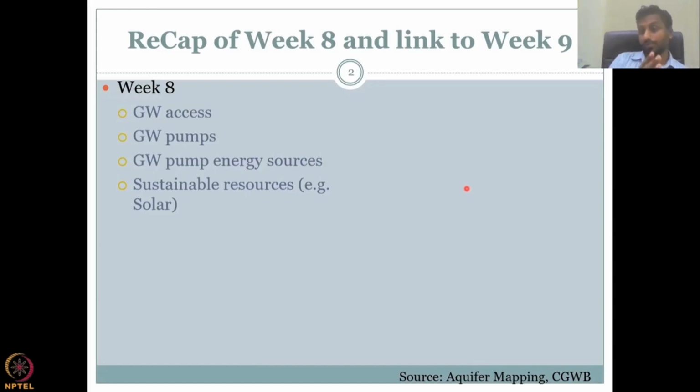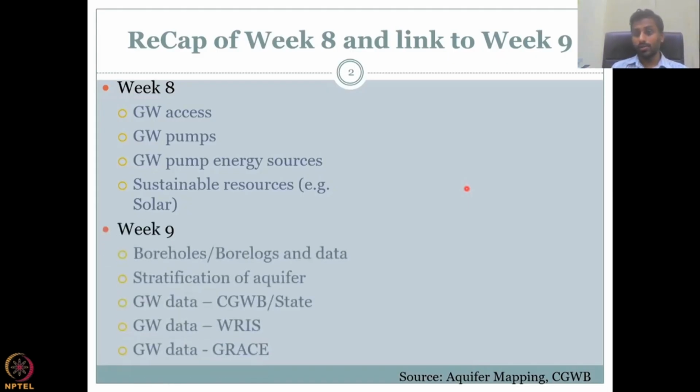So now we are going to leave this phase of the course where we looked at the components, the recharge, discharge, and access to the water. And now we're going to construct the aquifer itself. How is the aquifer constructed? How do we know what layers are there? How do you know which water we're going to use? Okay, that we're going to look at from this week onwards.